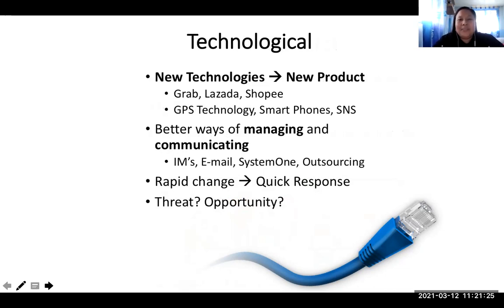And new products. Wow, who would have thought that Lazada and Shopee would become in? Before that, I don't know if you have heard of Multiply or OLX. For buying and selling, you have OLX. But eBay is still present today, although eBay is from abroad. Right? And Shopee, I know, started here in Asia. So we have Grab, Lazada, Shopee.